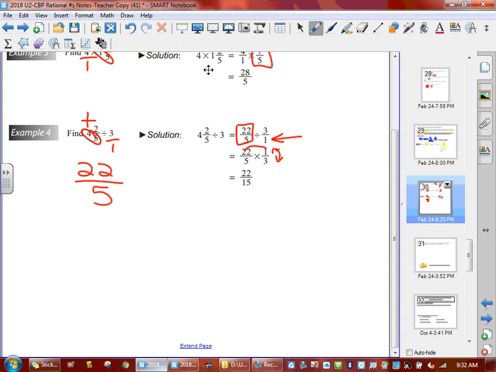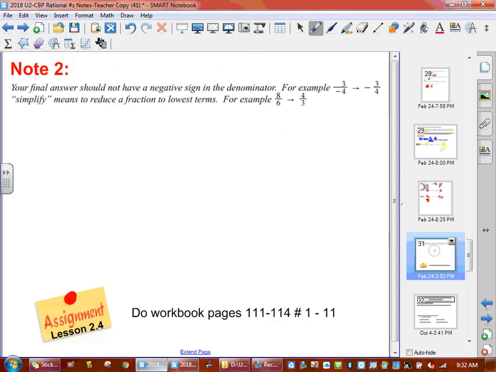All right, let's look at a couple more. Note 2, your final answer should not have a negative sign in the bottom. It will float to the top. This one's got it on the side. I want you to take that off and put it on the top number. It always goes to the top number. They had it just on the side there. It will actually float to the top. And simplify means to reduce your fraction always to lowest terms. So that's something with fractions we have to remember. Always reduce it to lowest form.